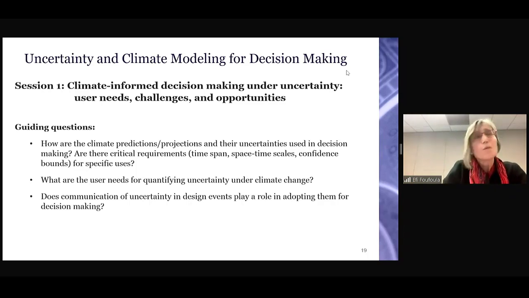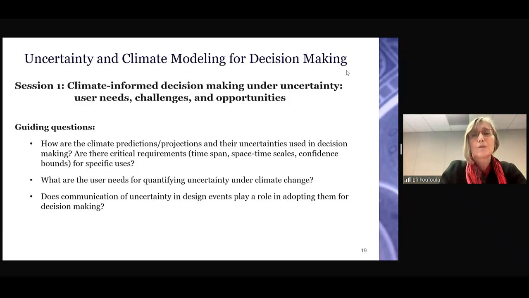Session two will be what is the state of the art of the models. What can they provide now? What uncertainty do they have? What sources of uncertainty are there? Which ones can be reduced? Which ones are irreducible, and so forth. And then session three will be the panel that will bring the two together, both directions, from user needs to the climate models and the climate models to the users.